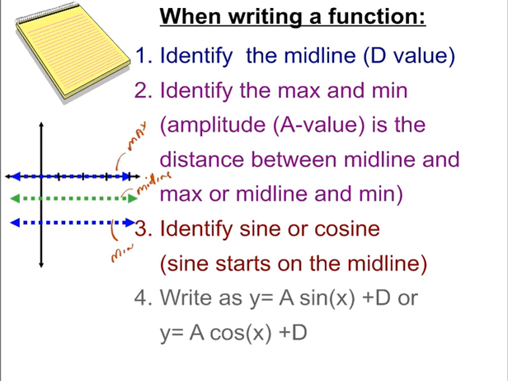The third step is going to be identifying whether you have a sine or a cosine graph. The easiest way to remember is that sine starts on the midline. Cosine will either start at the maximum or the minimum, but it will be changing with reflections that we're going to talk about next class. And the fourth step is just to write as y equals a times sine of x plus d, or y equals a times cosine of x plus d.